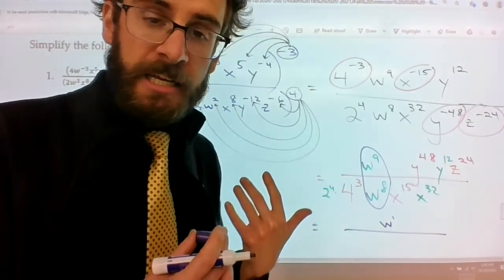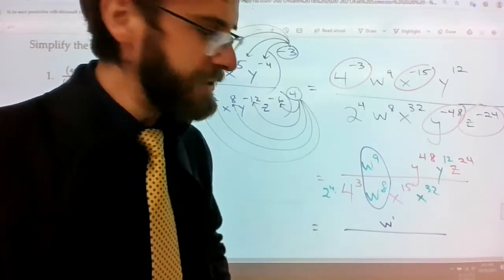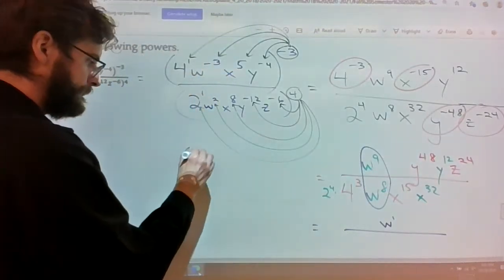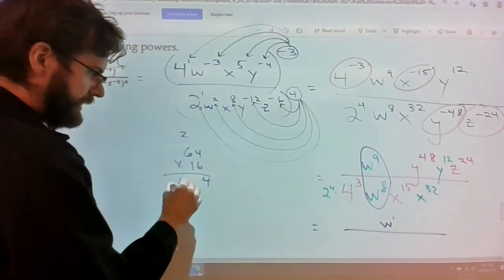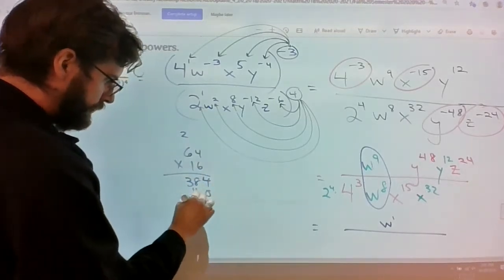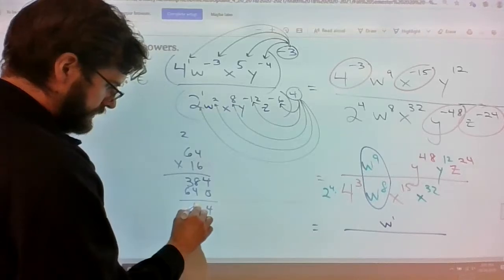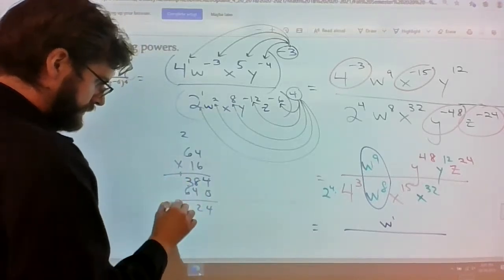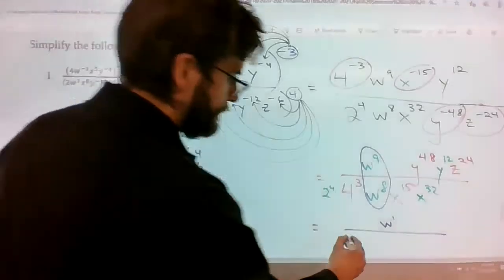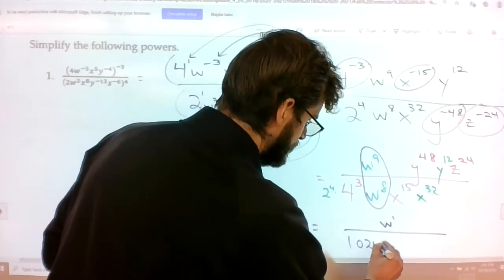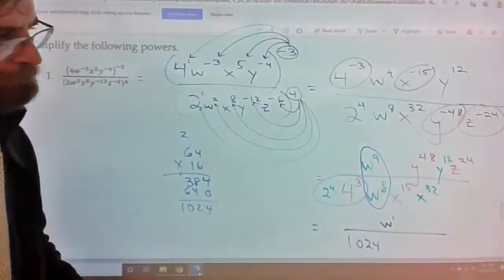You're taking 16 times 64. Which should come out to be 1,024 in the denominator. All right, so we took care of those.